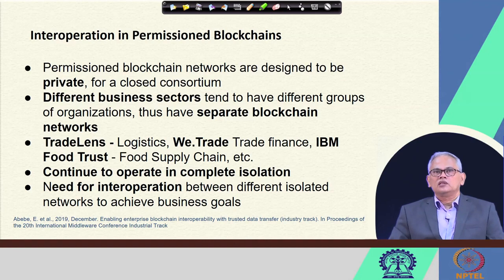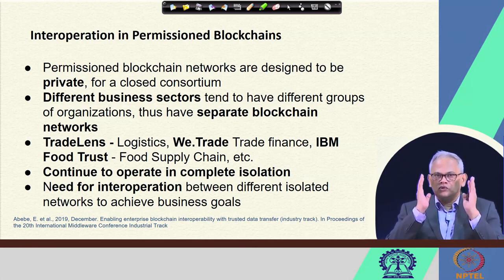For example, there is a logistics blockchain network called TradeLens, which is a permission blockchain. There is another one, a trade finance blockchain network, called WeTrade, and there are others including IBM Food Trust, Food Supply Chain, and so on. We discussed these supply chain blockchains in our first few lectures. They typically continue to operate in isolation.